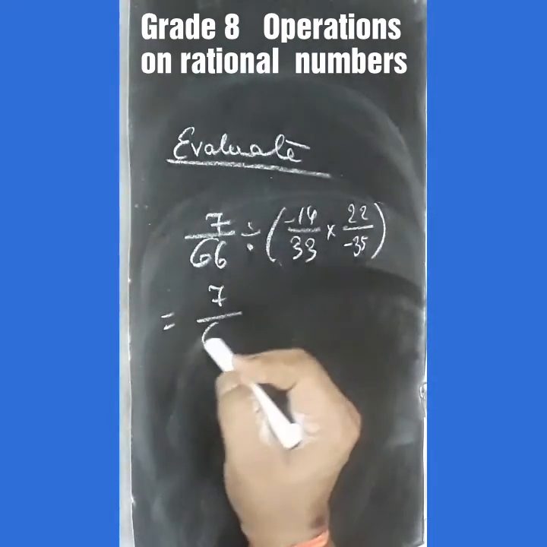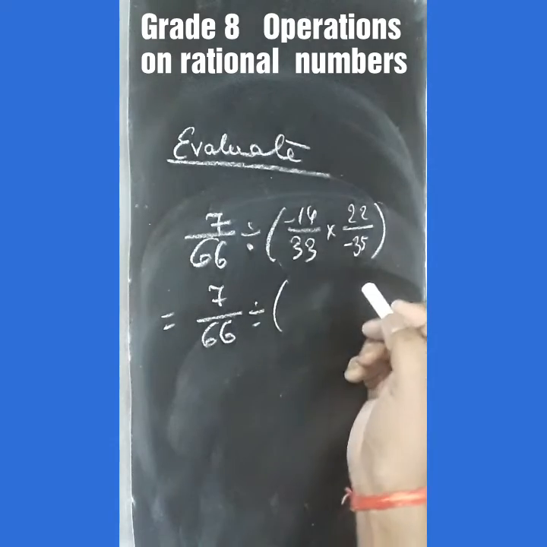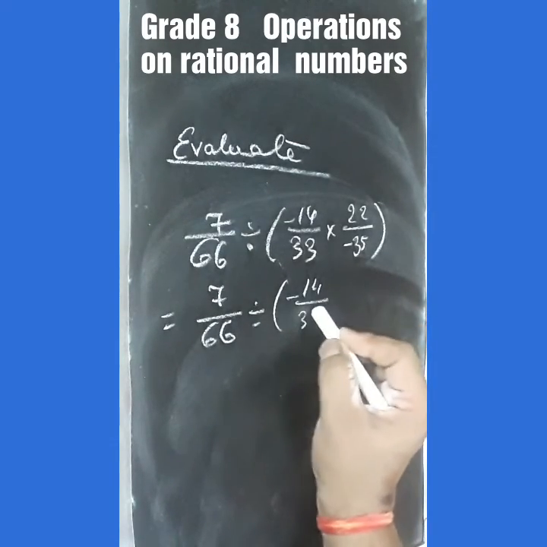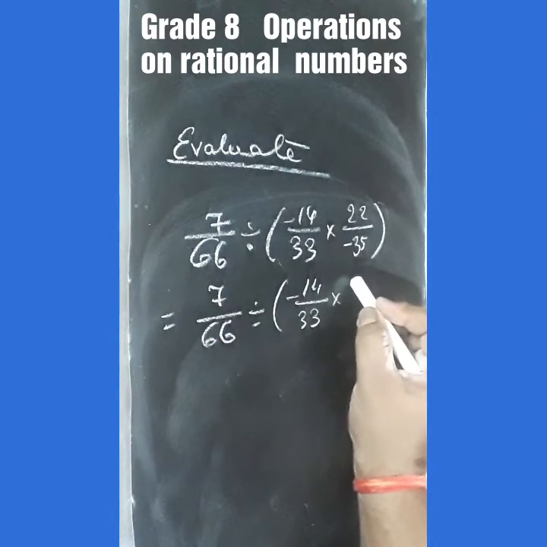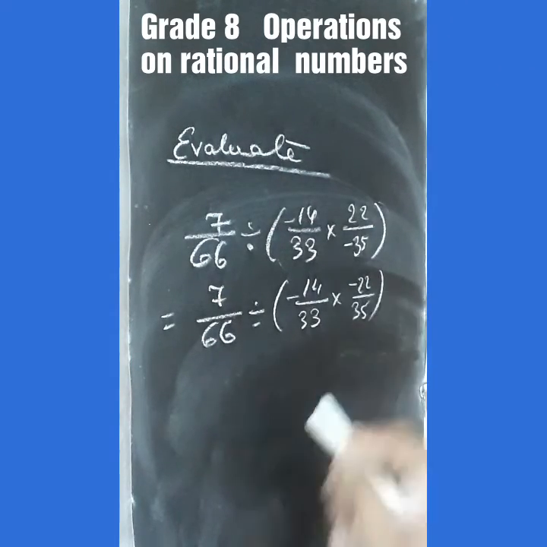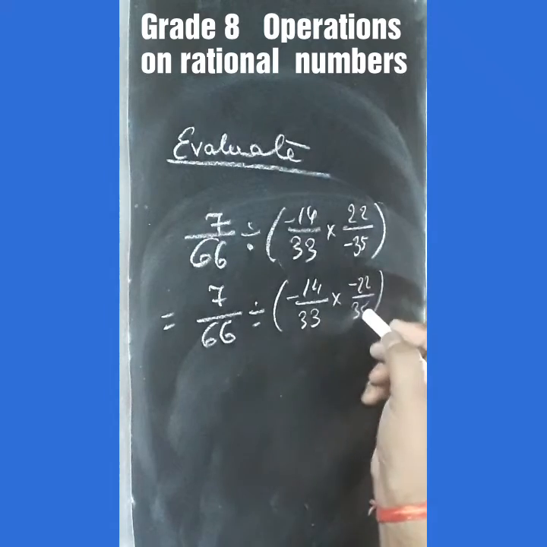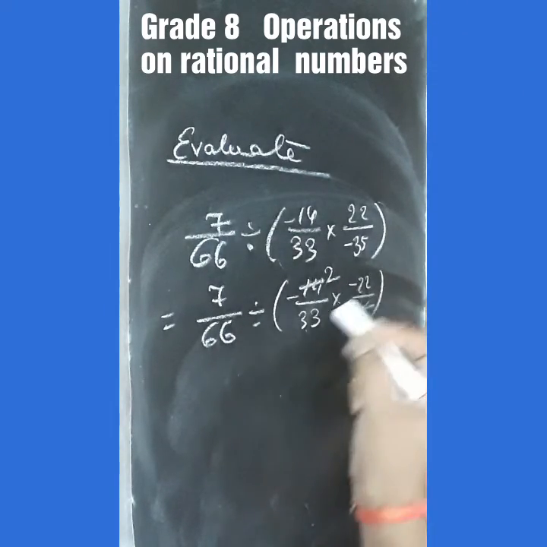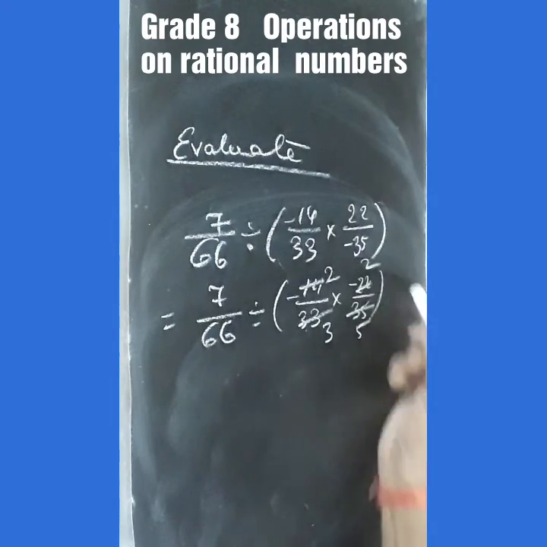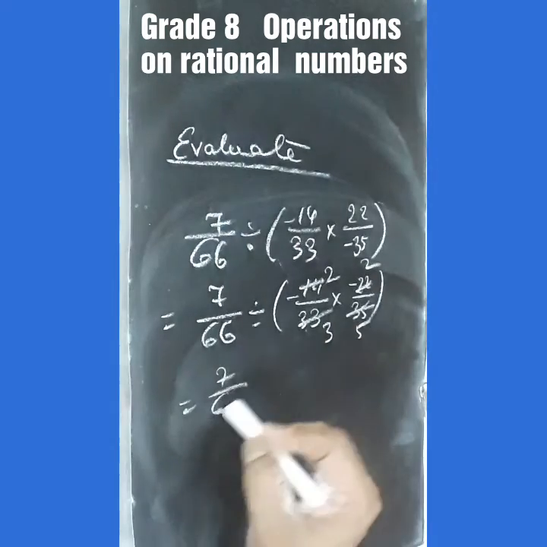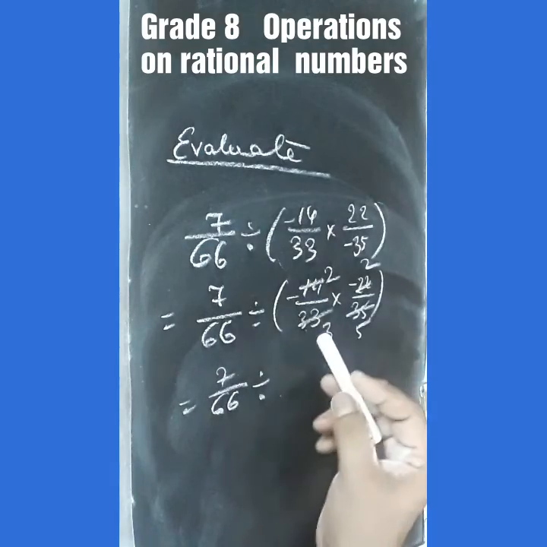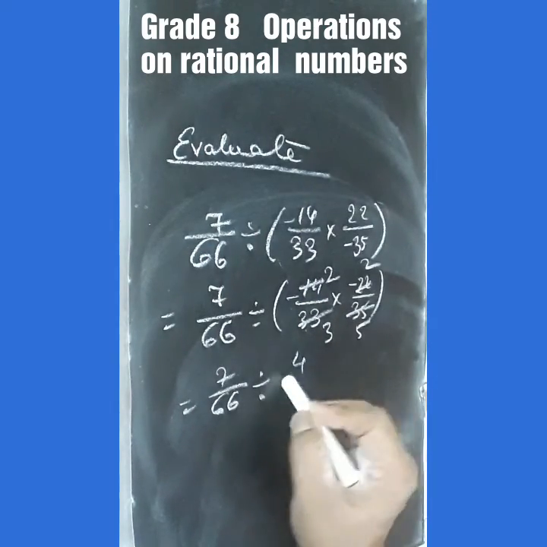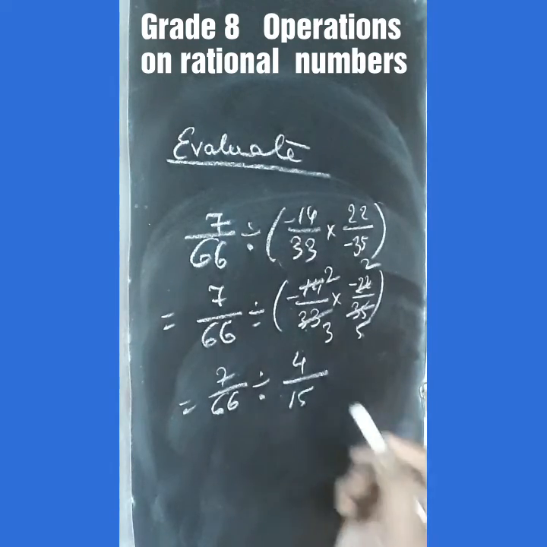It is 7 upon 66 divided by, here let us write it, minus 14 upon 33 into minus 22 upon 35. Now we can cancel both these numbers with 7. 7 5s are 35, 7 2s are 14. Both these by 11. 11 3s are 33, 11 2s are 22. We are getting 7 upon 66 divided by, both are negative, minus into minus we will get plus, 2 2s are 4, 5 3s are 15.